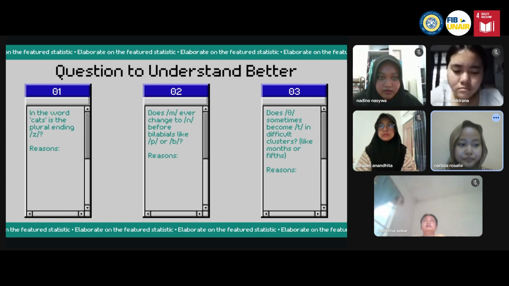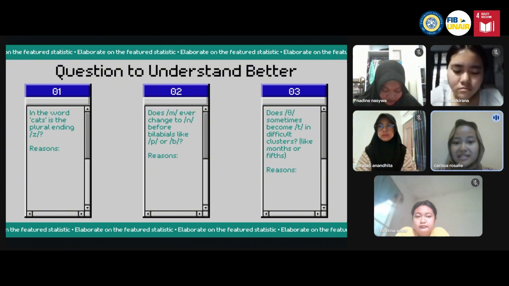So the T is a voiceless consonant, so it doesn't end with Z. It's pronounced the same, cats, not with Z.